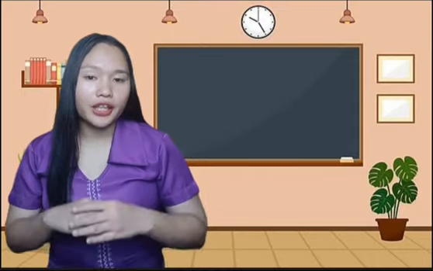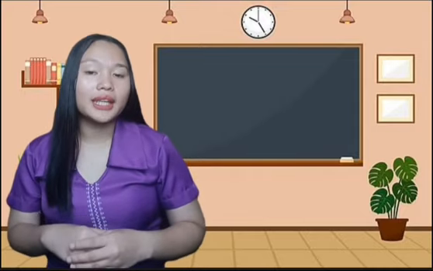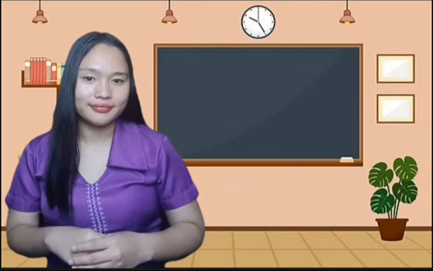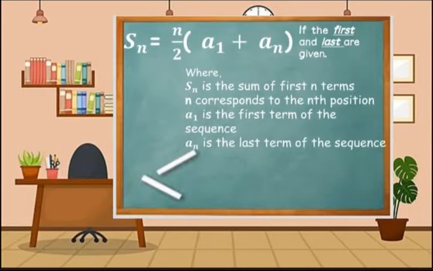In getting the sum of an arithmetic sequence, we will be using any of the following formulas. First, we have S sub n is equal to n over 2 times the quantity a sub 1 plus a sub n. Note that this formula is used if the first and the last term are given, where S sub n is the sum of the first n terms, n corresponds to the nth position, a sub 1 is the first term of the sequence, while a sub n is the last term of the sequence.